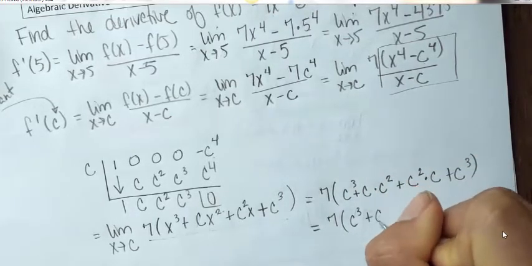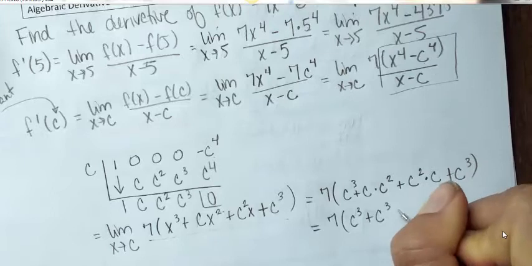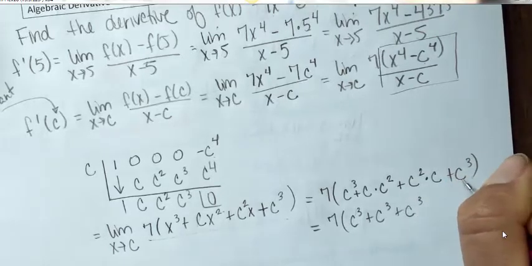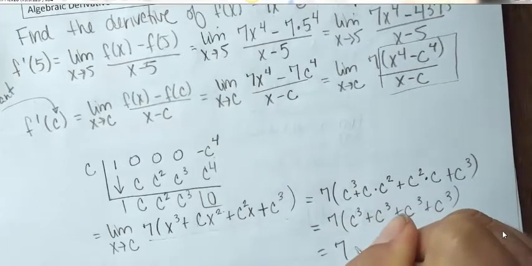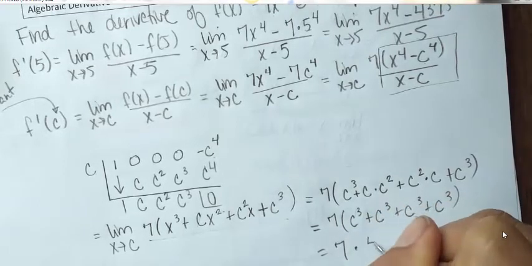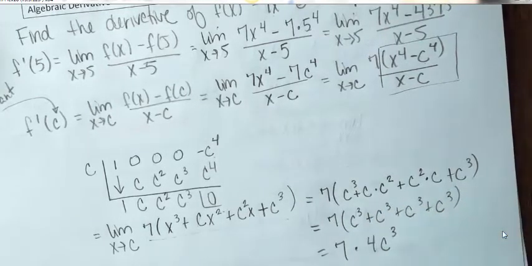This also is c cubed. This term right here will also be c cubed. And this last term was already c cubed. So I really end up with 7 times, well, I have 4 c cubes.